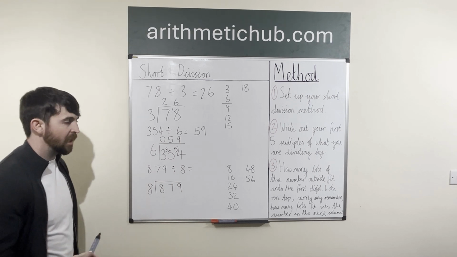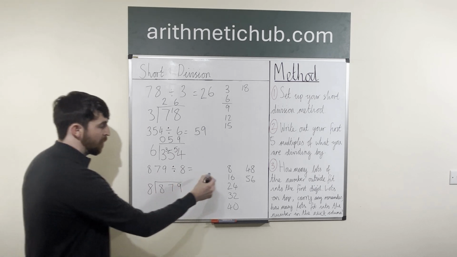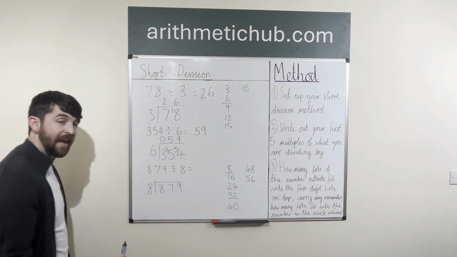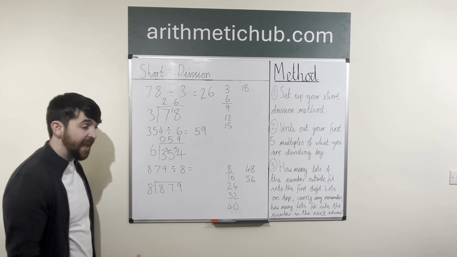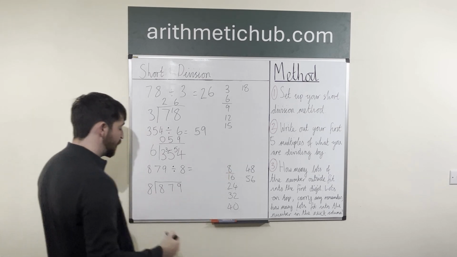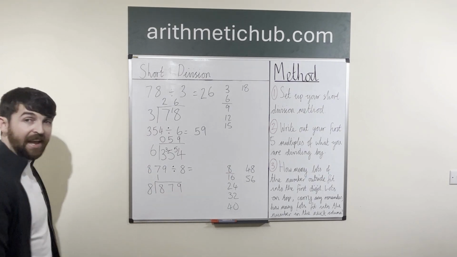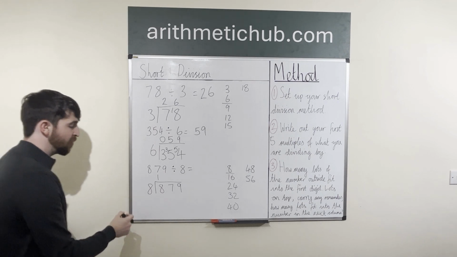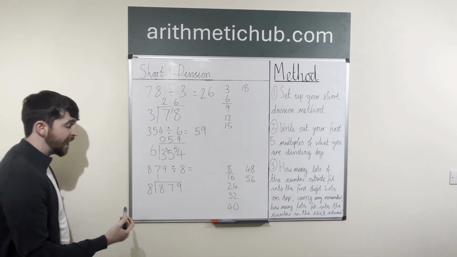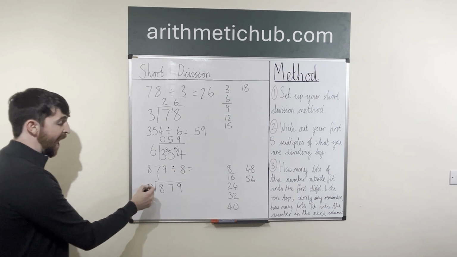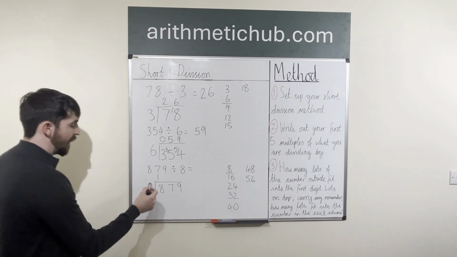Well, that's actually a lot more straightforward than it sounds. One lot of 8 is going to fit into 8, isn't it? Because our first multiple of 8 is 8. So one lot of 8 fits into 8. Brilliant, no problem, that's great. Now we don't have anything to carry over, because 8 went straight into 8 with nothing to carry over, okay?